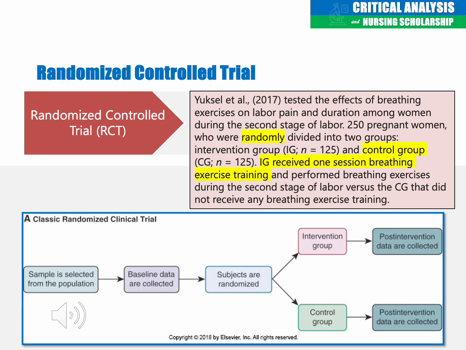Now let us start with the classic randomized control trial or RCT. In a randomized control trial, participants are recruited and baseline data are collected. Then, they are randomly assigned to either an experimental group or a control group. The experimental group receives the intervention, while the control group receives no intervention or an alternative one. Post-intervention measurements are taken to evaluate the effect.